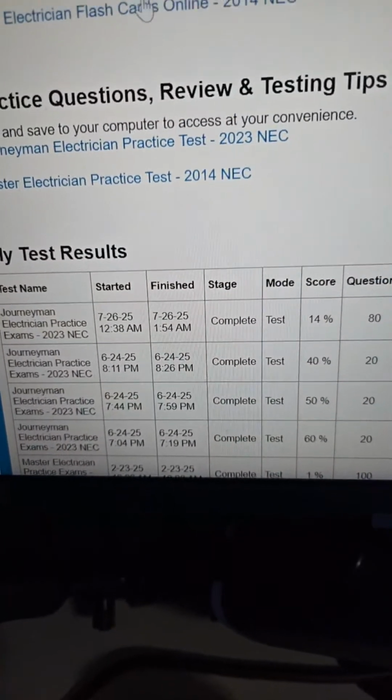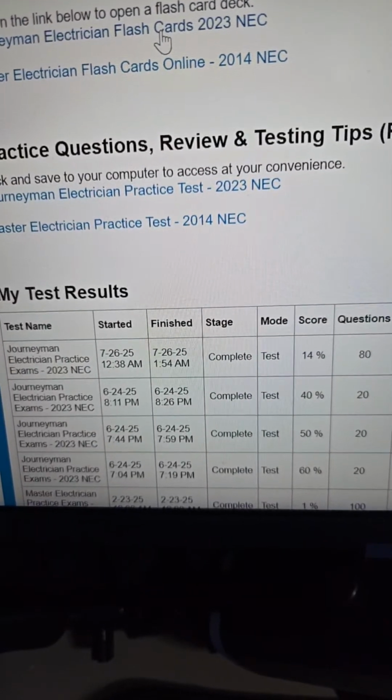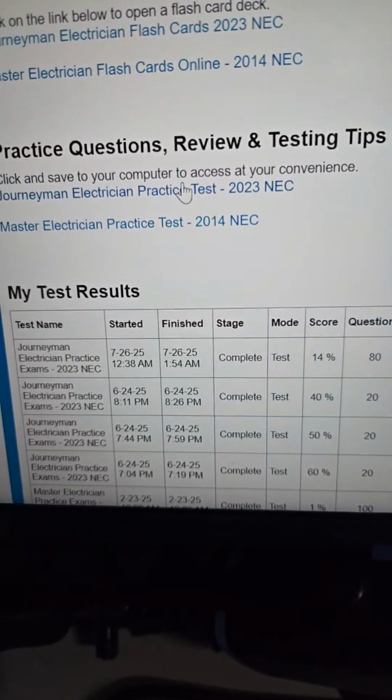Now what we're going to do, I'm going to be navigating this. We're going to go to test.com. Yo, what's up, man? I gotta log in to my account. All right, here we go. Let's do the journeyman electrician practice test here.